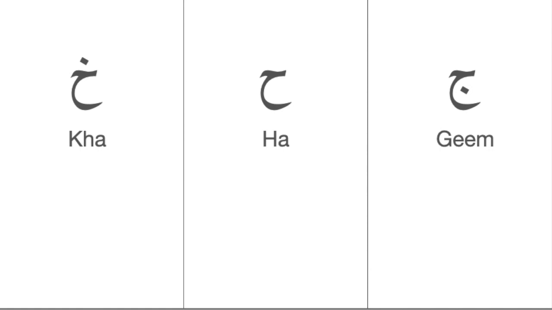Hello everyone, welcome back. In the previous video, we learned the first four letters in Arabic: Alif, B, T, Th. In this video, we'll try to learn the next three letters in Arabic: Gim, Ha, Kha. Let's start.